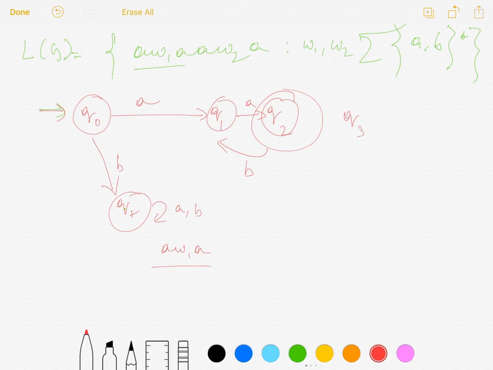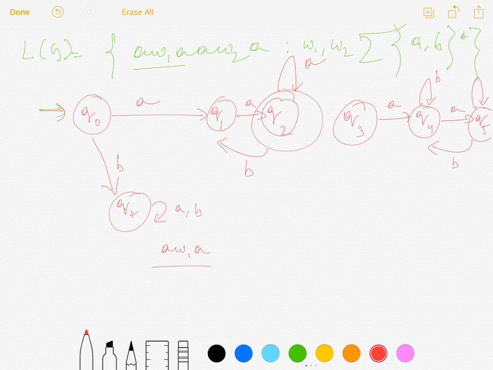If I write it as Q3, if I give A, it goes to Q4. At Q4, if I give B, it remains in Q4. If I give A, it goes to Q5. At Q5, if I give B, it returns back to Q4, and at Q5, if I give A, it will be within the same state, right? And at Q3, if I give B, it will be in the trapping state, right? Both are the same. I have just written this one for A omega 1 A and this one for A omega 2 A.